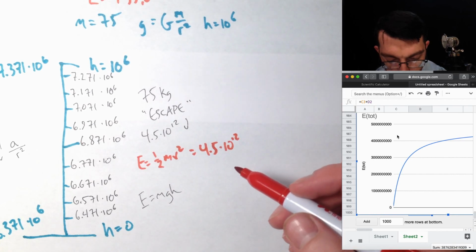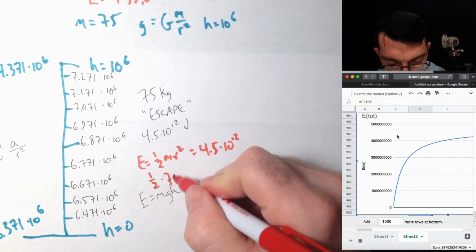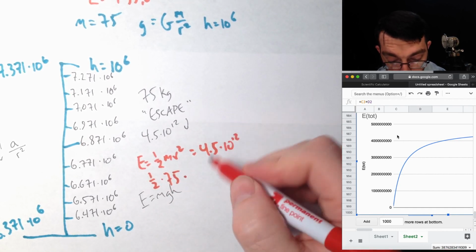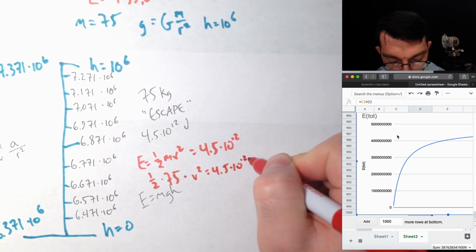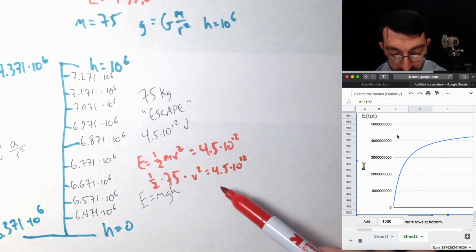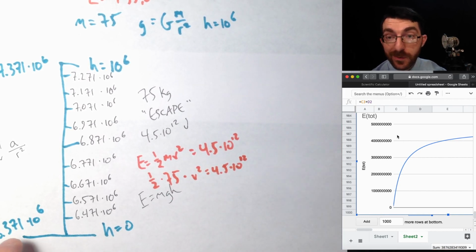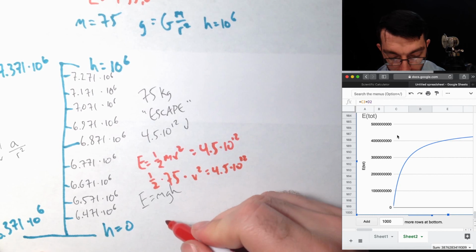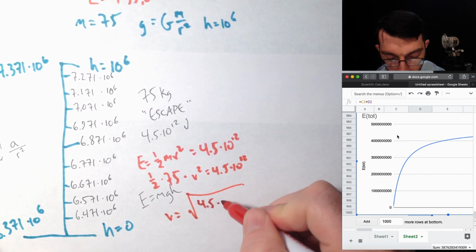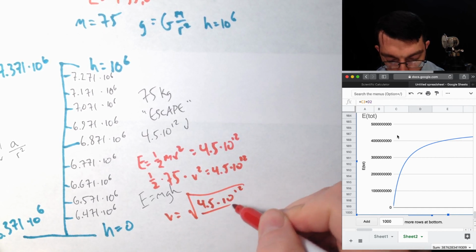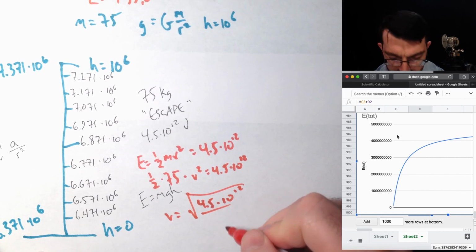Okay, I know half, obviously that's a constant. M is 75. Velocity is the only unknown, equals 4.5 times 10 to the 12th. Well, so what we have to do is divide both sides by half of 75 and then take the square root. So V is going to equal the square root of 4.5 trillion over half of 75, which is 37.5.